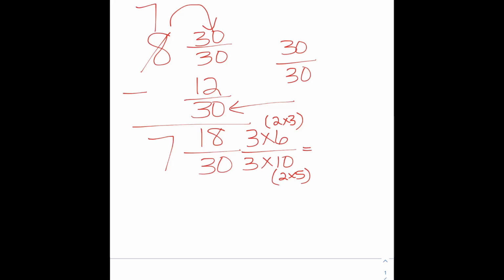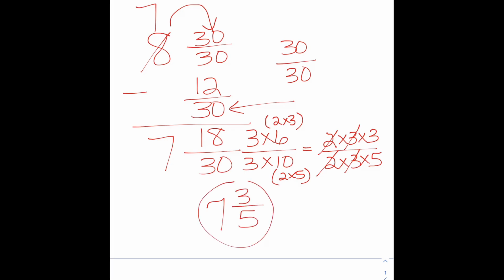I'm going to rewrite those. So we're going to have 2 times 3 times 3 for the top one, and 2 times 3 times 5 for the bottom one. We get to cross off like numbers. 2 and 2 cross off, and 3 and 3 cross off, and we're left with 3/5. So 7 and 3/5 is our answer.